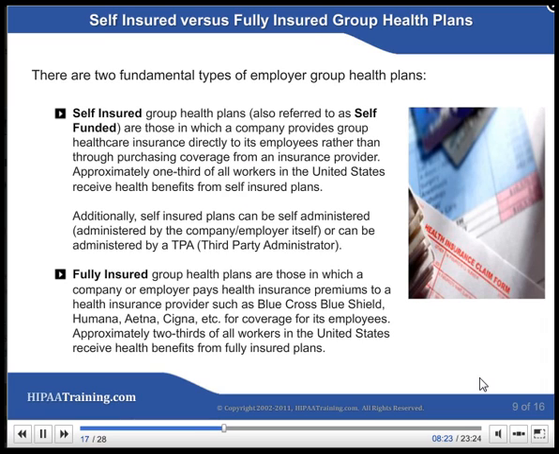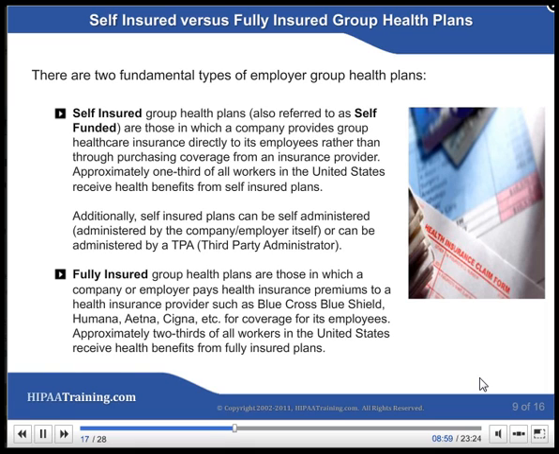Self-insured versus fully insured group health plans. There are two fundamental types of employer group health plans. Self-insured group health plans, also referred to as self-funded, are those in which a company provides group health care insurance directly to its employees rather than through purchasing coverage from an insurance provider. Approximately 1/3 of all workers in the United States receive health benefits from self-insured plans. Additionally, self-insured plans can be self-administered, administered by the company or employer itself, or can be administered by a TPA.